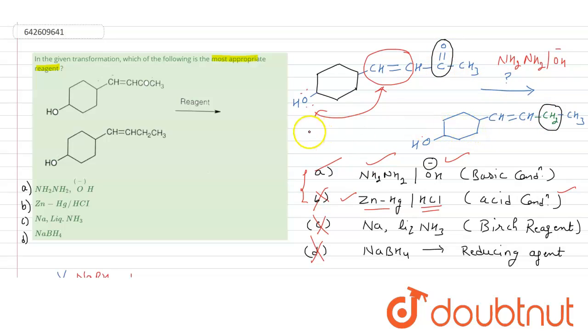So the correct answer of this question will be option A, that is N2H4 in basic condition. This basic condition does not affect the OH and the double bond, so it just simply converts the CO into CH2. When we use the Clemmensen reduction, there is an acidic condition, so it may affect this part, so we cannot use this. So the most appropriate answer is option A, that is N2H4, OH.